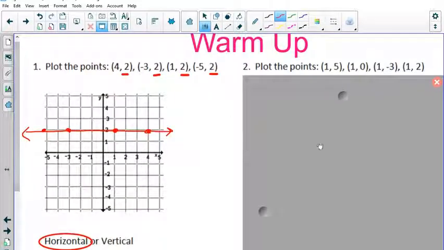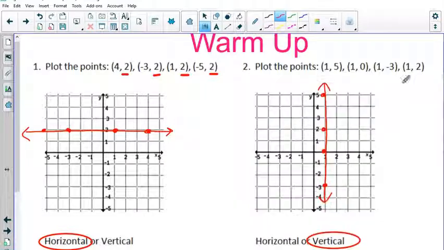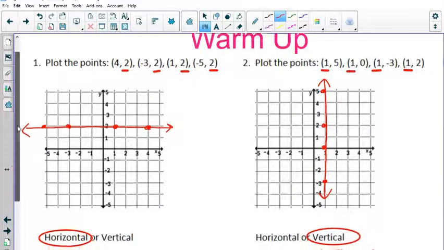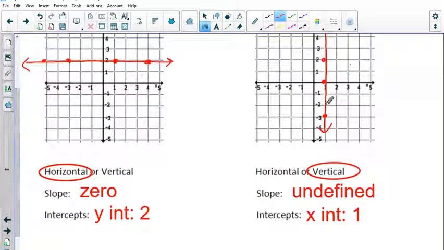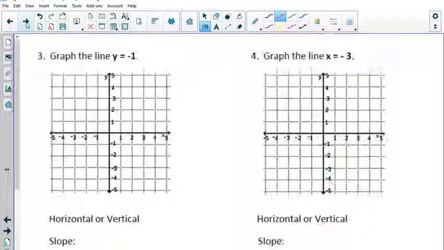So if those are horizontal lines, then this side are vertical lines, where if you were to plot the points, all of them have an x value of 1. That creates a vertical line. When you have vertical lines, the slope is undefined. And in this situation, the x-intercept is 1. There is no y-intercept because it does not cross the y-axis. So using that information, could we then apply it to the equation of horizontal and vertical lines?